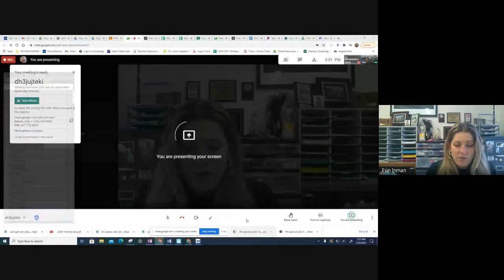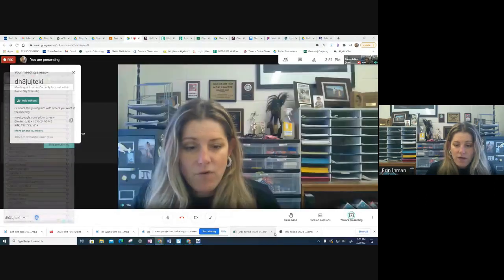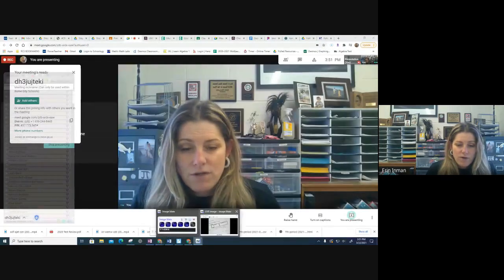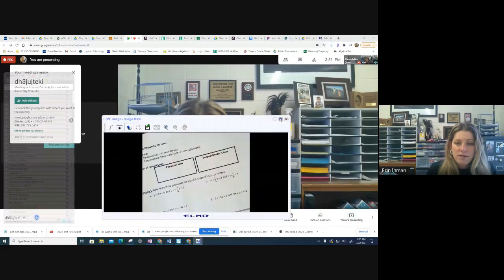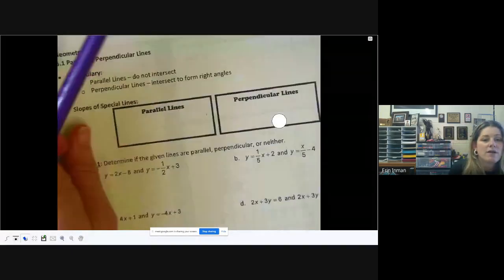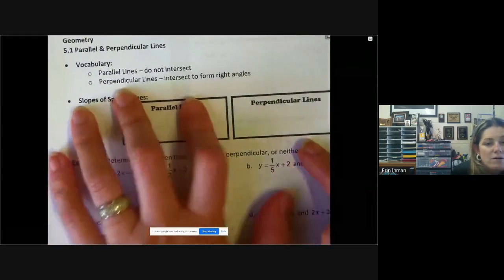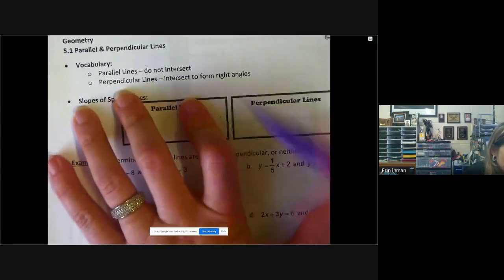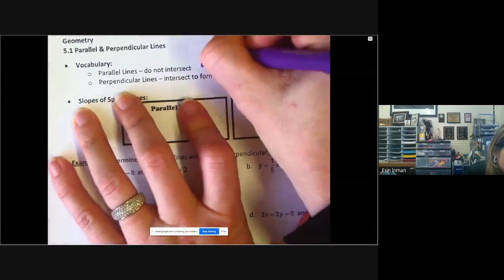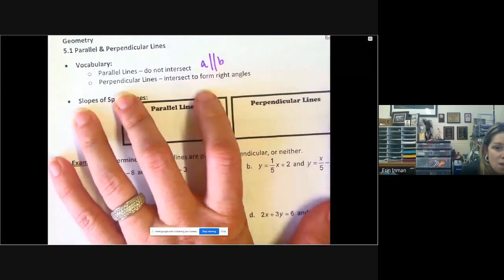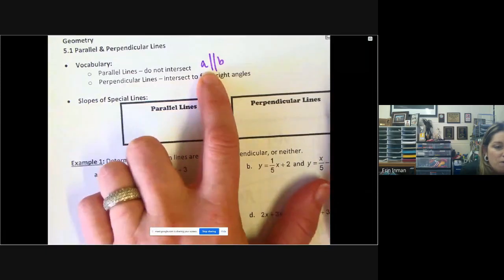Okay, we are talking about parallel and perpendicular lines in this video, and we are going to be looking at the geometric and algebraic connections here. So we've talked previously about parallel lines. They don't intersect, right? And we looked at something like line A, and it would be parallel to line B. And then that was that symbol for parallel lines.